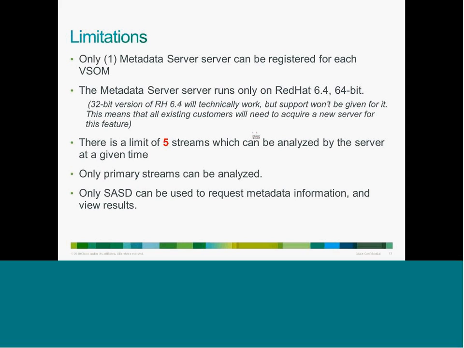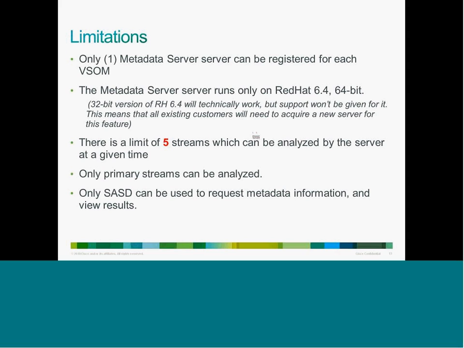We talked about this. It runs on Red Hat 6.4, which is a 64-bit server, which is the first time we're coming out with it with the 7.5 release. So if you had any previous servers which you're thinking about upgrading and making them metadata servers, it won't work. It might work, but it won't be supported. So you should get a new 64-bit server to get this going. You can have this deployed as a VM as long as it is standalone.